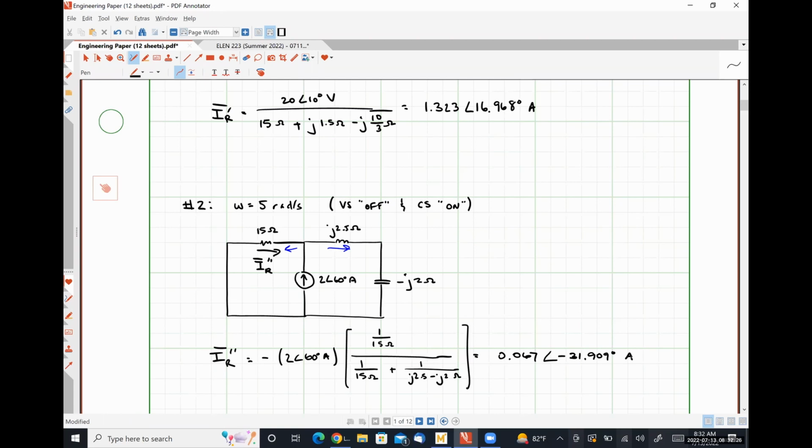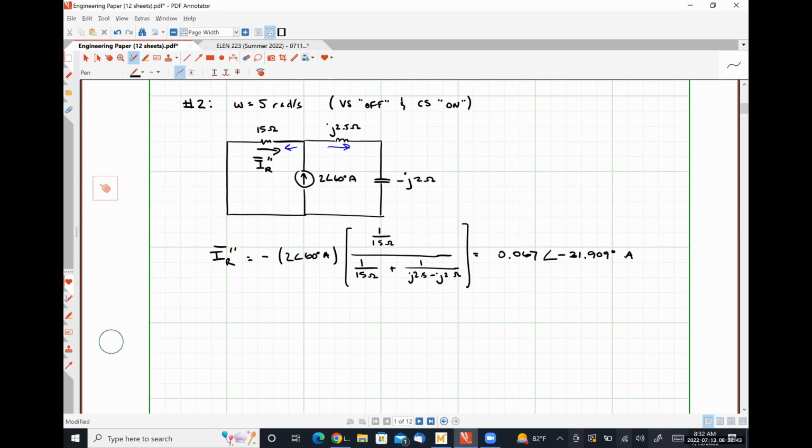All right, so here is where a very common mistake can be made. In all of our prior dealings with superposition, we have simply added the results together, right? So we might be inclined to say that IR is simply IR prime plus IR double prime in this case, because that's what we've done every other time we've used superposition. But in a multi-frequency circuit, this is invalid, right?